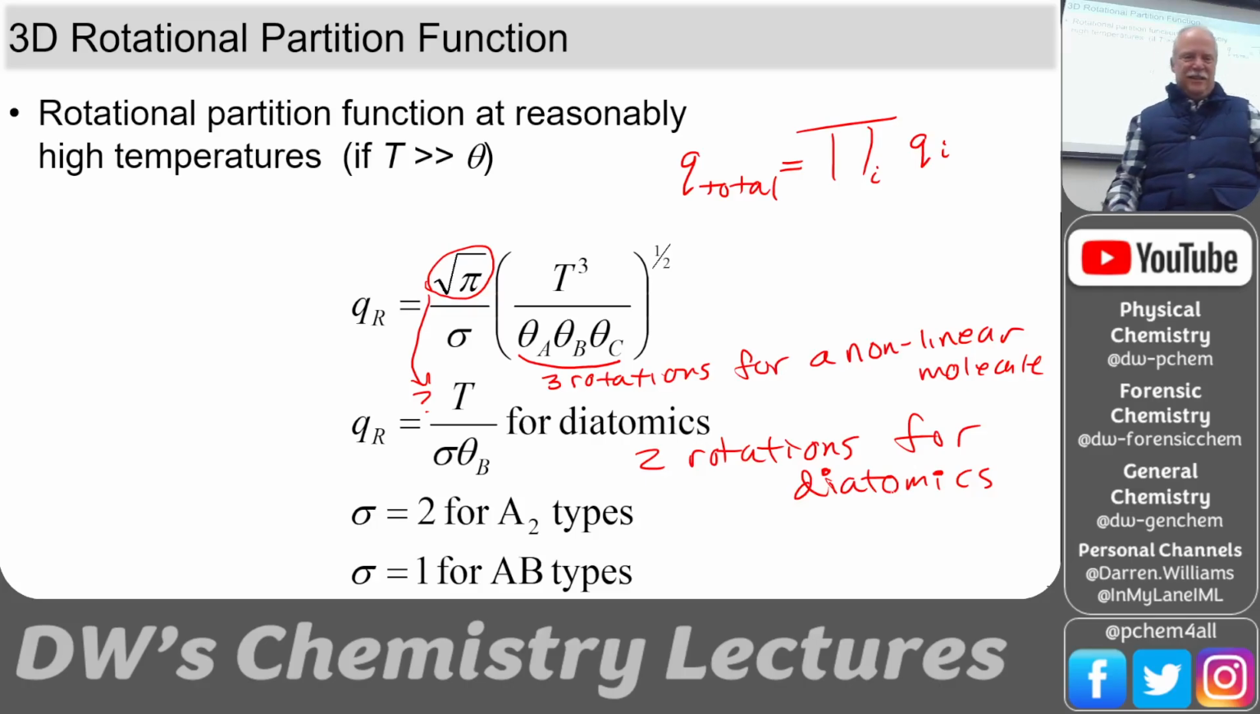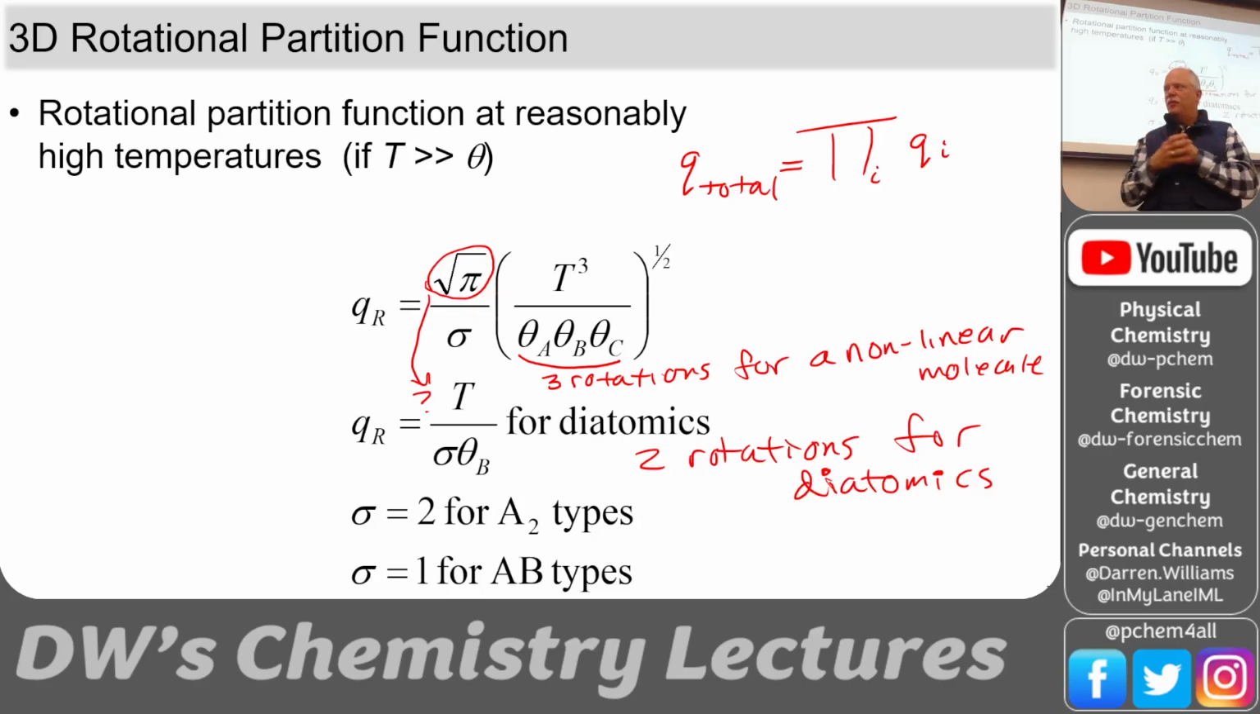Okay. All right. Now, what's this sigma? Well, remember when we do statistics, we don't want to overcount. So I'm trying to think of an example of overcounting. But because A2 type molecules are very, very symmetric, sigma is 2. For AB types, it's 1. For benzene, like all of the different equivalent ways to write benzene, the sigma is 12.